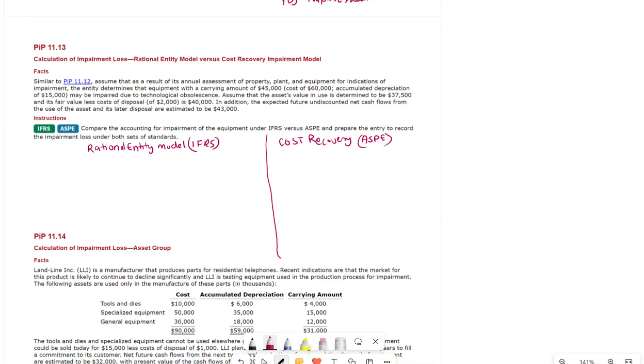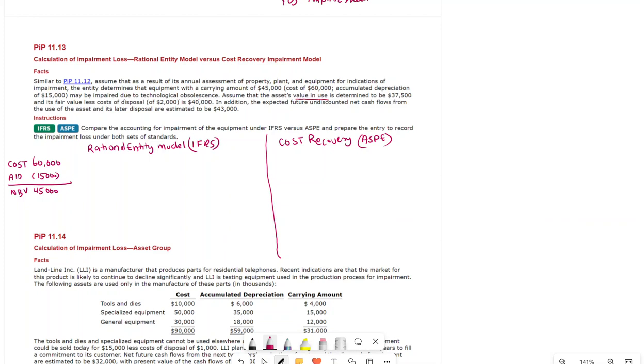So what we have is a cost of the asset, an accumulated depreciation, and something called net book value or carrying amount, and that is your 45,000. I'm just going to take it further. This is your 60,000. This is your 15,000. Maybe impaired due to technological obsolescence. Assume the asset's value in use.